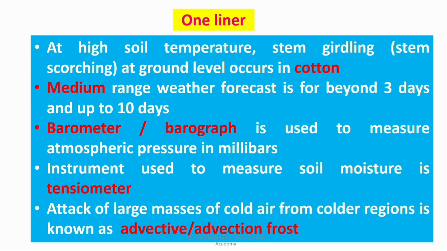Medium range forecast is for beyond 3 days and up to 10 days. Barometer or barograph is used to measure atmospheric pressure in millibars. Instrument used to measure soil moisture is tensiometer. Attack of large masses of cold air from colder region is known as advective or advection frost.